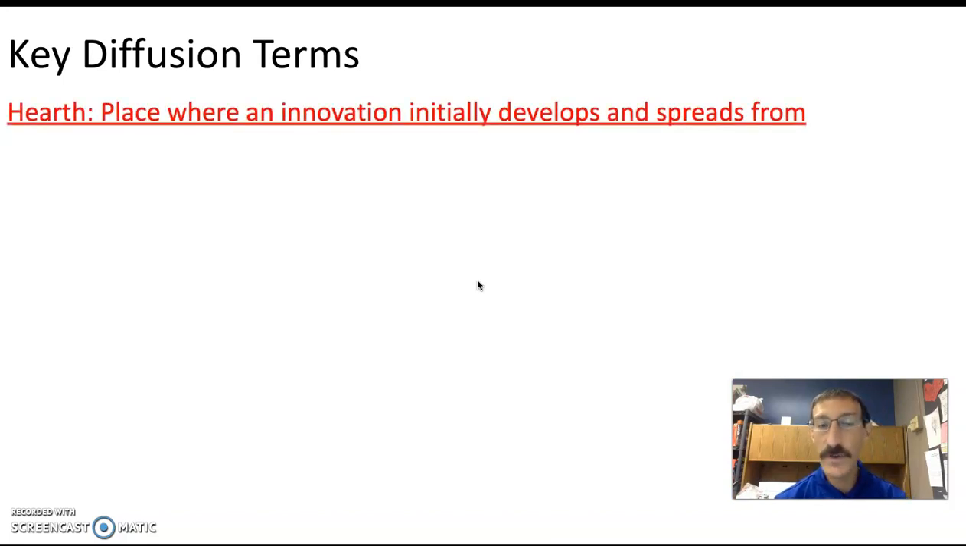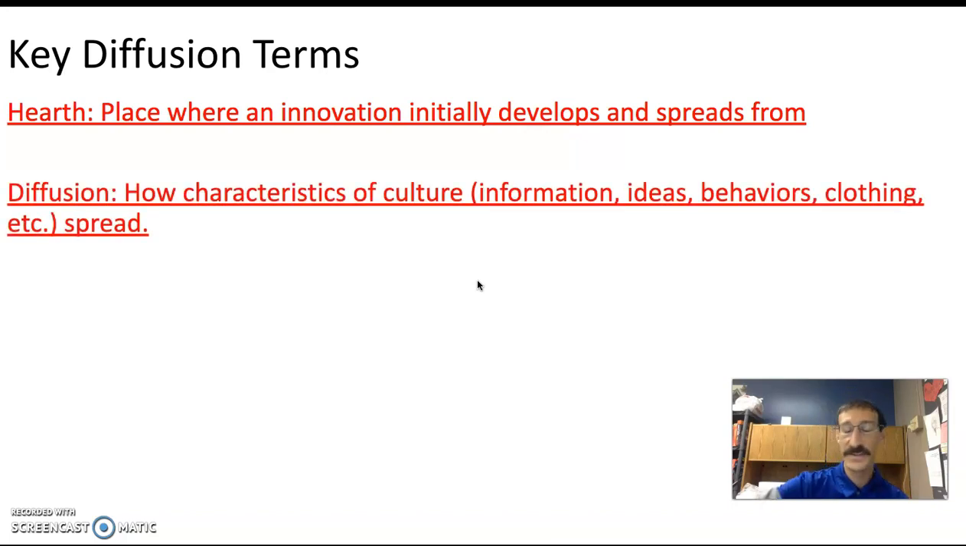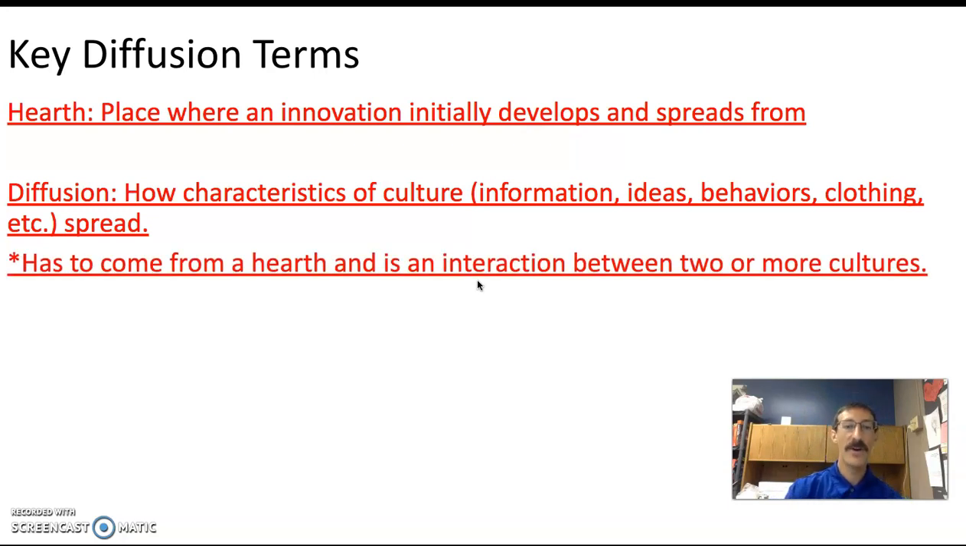Within diffusion of this stuff, within globalization, we also talk about hearth. This is a place where an innovation initially develops, and it's kind of key: where does it spread from? Again, these are ideas that are going to come and spread throughout the entirety of the course. Diffusion is how characteristics of a culture, information, ideas, behaviors, clothing, religion, whatever, spread. There are three types. It has to come from a hearth, and it has an interaction between two or more cultures.